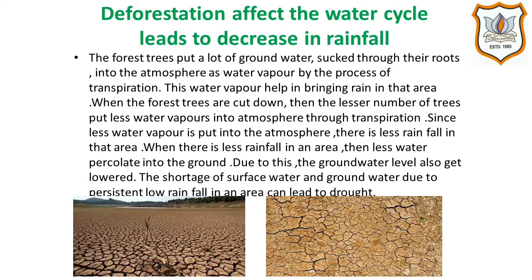When the forest trees are cut down, the lesser number of trees put less water vapors into the atmosphere through transpiration. Since less water vapor is put into the atmosphere, there is less rainfall in that area. When there is less rainfall in that area, then less water percolates into the ground. Due to this, the groundwater level also gets lowered. The shortage of surface water in ponds, lakes, rivers, etc. and groundwater due to persistent low rainfall in an area can lead to droughts.